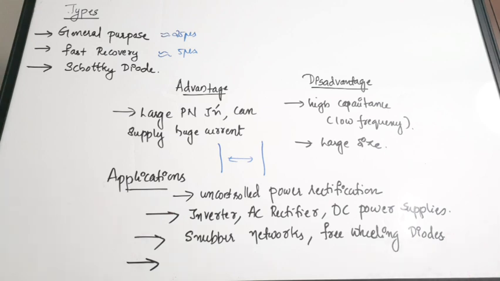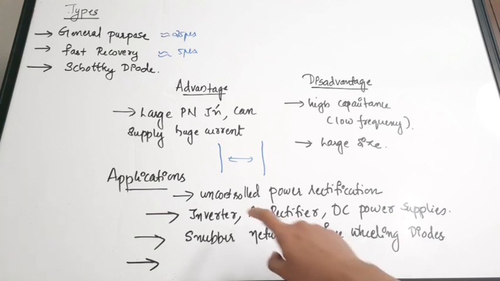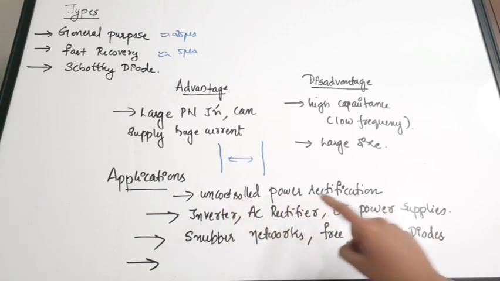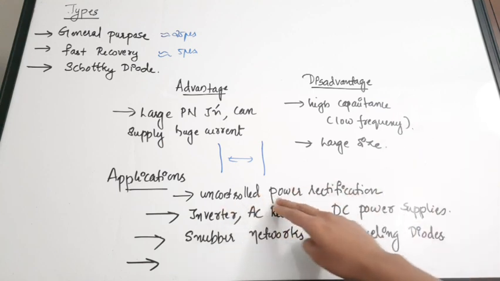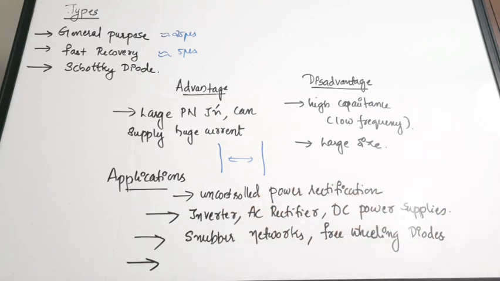Now going on to the applications. We have seen that it has a large PN junction and can supply huge current, so it can be used for uncontrolled power rectification. It can also be used in inverters, AC rectifiers, DC power supplies, battery charging circuits, etc. Another important application is snubber circuits, which we have discussed. These circuits protect the device when there is a sudden voltage spike. In order to protect the devices, we use snubber circuits.